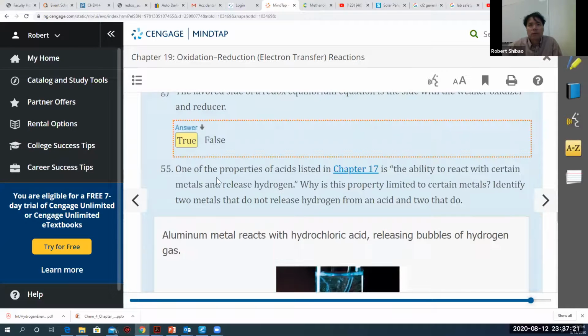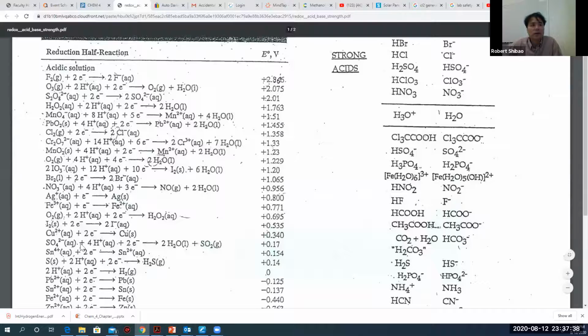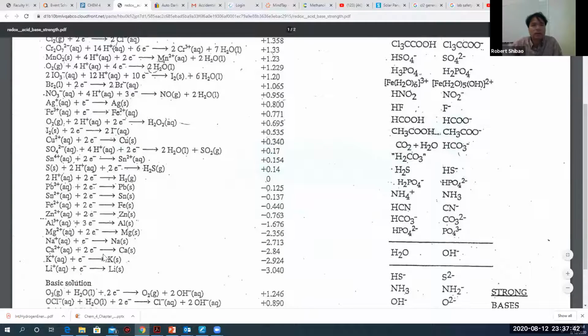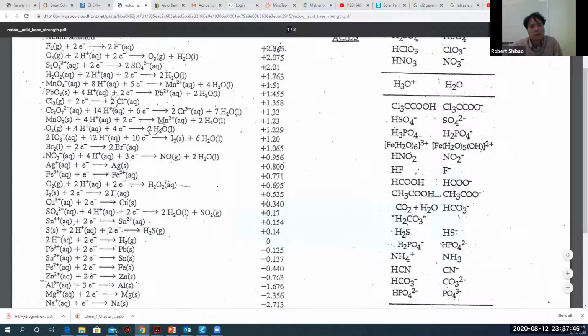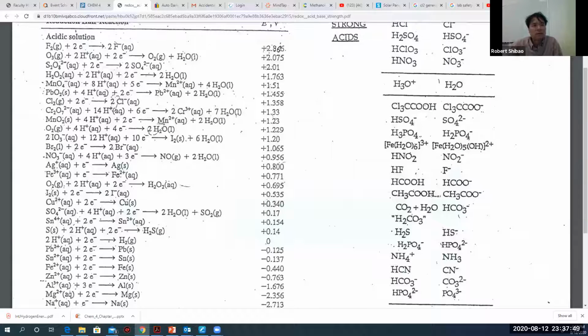One of the properties of acids listed in chapter 17 is the ability to react with certain metals to release hydrogen. Why is this property limited to certain metals? It's just the metals that we call active metals. When we look at the redox chart, this is mineral acid here, H+. And so mineral acids will oxidize all the active metals. So it'll oxidize any metal like lead, tin, iron, zinc, aluminum, magnesium, etc. These are called the active metals. However, the noble metals aren't. Copper is not, silver is not, gold and platinum are up here, but they aren't listed on this chart.